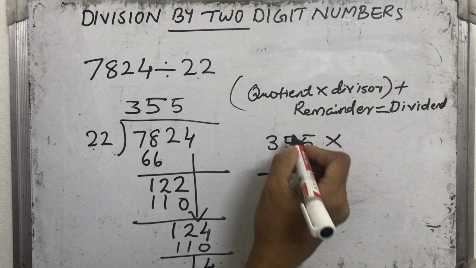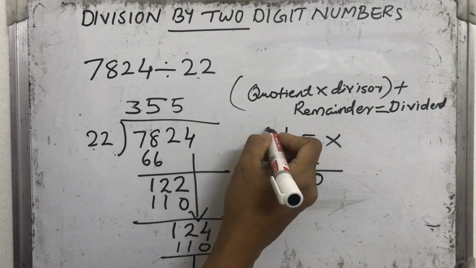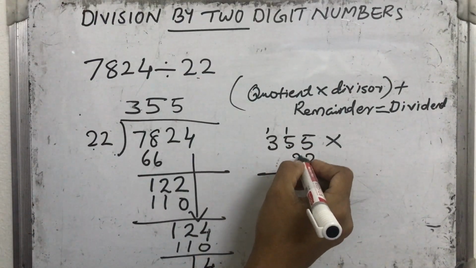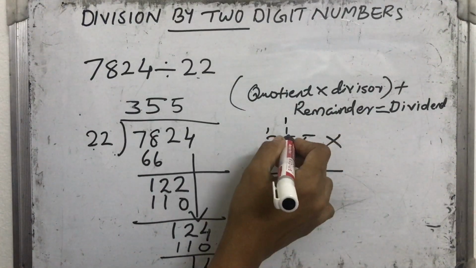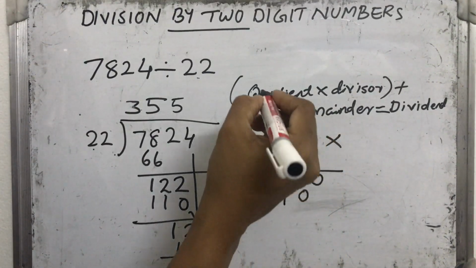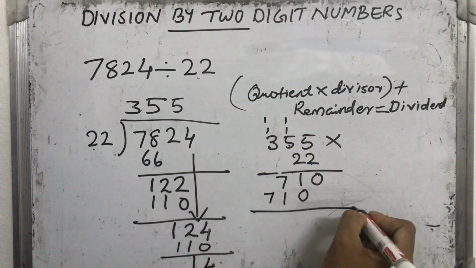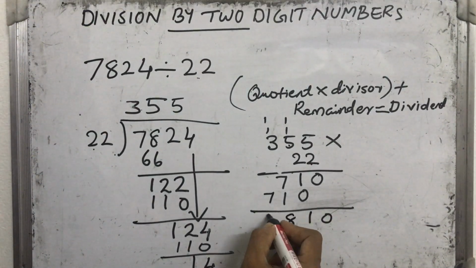2 into 5, 10, carrying 1. 2 into 5, 10, 10 plus 1, 11. Again carrying 1. 2 into 3, 6 plus 1, 7. Next 2 into 5, 10, 0, carrying 1. 2 into 5, 10, 10 plus 1, 11. Again carrying 1. 2 into 3, 6, 6 plus 1, 7. Add this 0, 1 plus 0, 7 plus 1, 7.